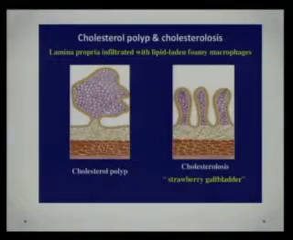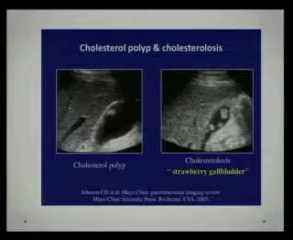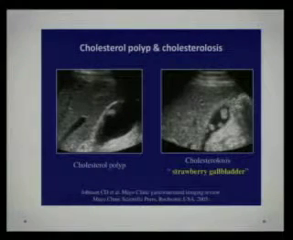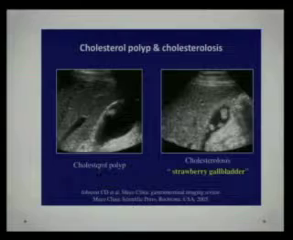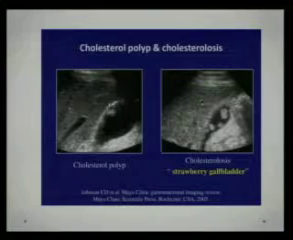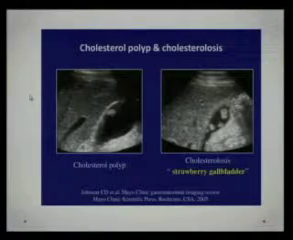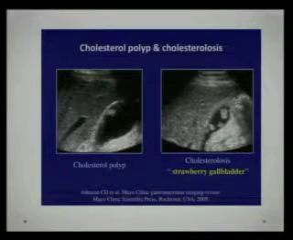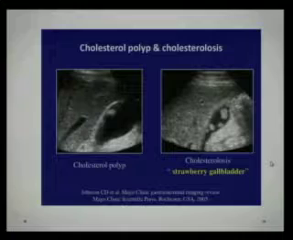All right, let's look at what the cholesterol polyp looks like and what is cholesterosis. Now, this is a single focal echogenic nodule that is seen along the anterior wall of the gallbladder, and this was non-mobile. So this is a gallbladder polyp. That's the ultrasound description of a gallbladder polyp. And when you see multiple of those, that is known as cholesterosis or a strawberry gallbladder.